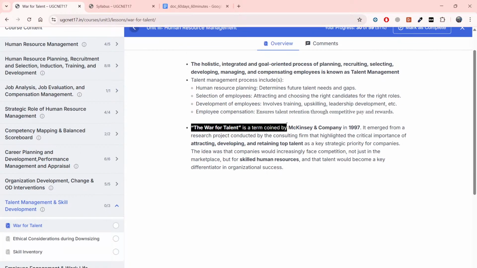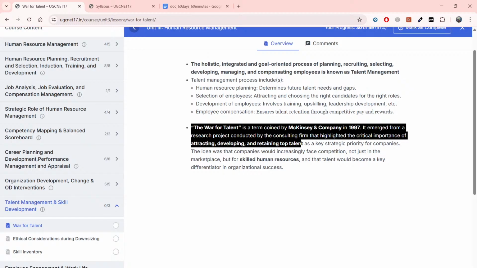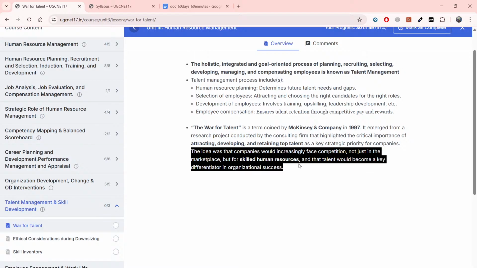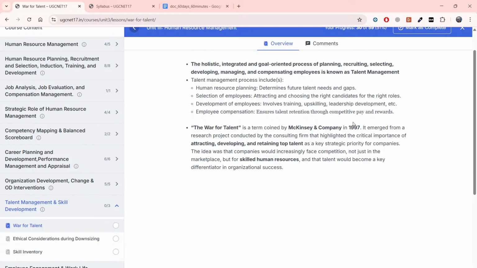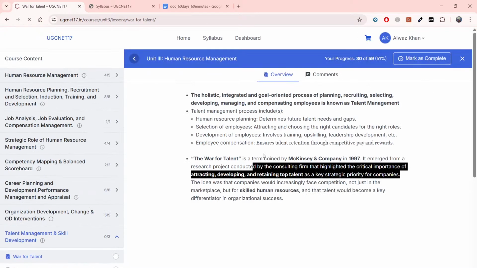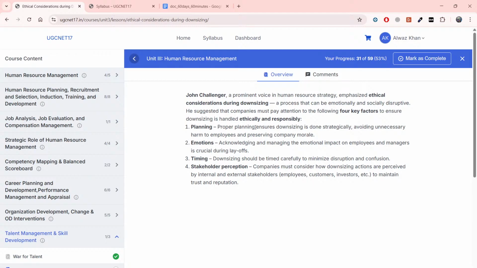The war for talent is a term coined by McKinsey and Company in 1997. It emerged from a research project conducted by the consulting firm that highlighted the critical importance of attracting, developing, and retaining top talent as a key strategic priority for companies. The idea was that companies would increasingly face competition not just in the marketplace but for skilled human resources, and that talent would become a key differentiator in organizational success. War for Talent, 1997, McKinsey.